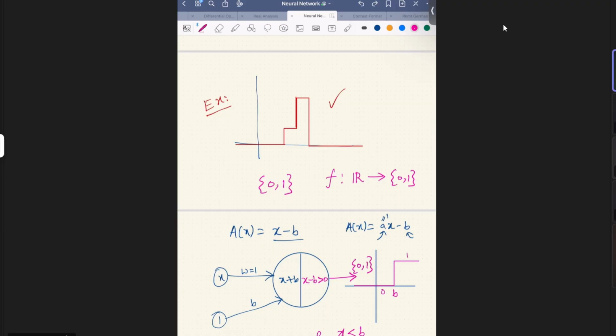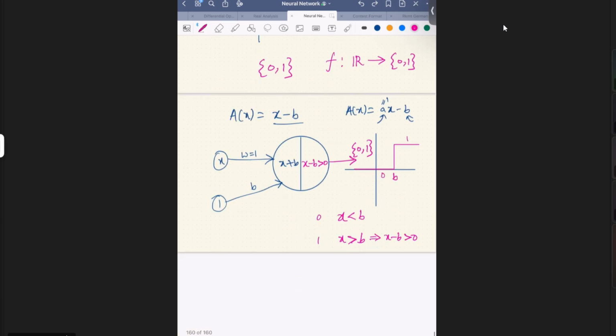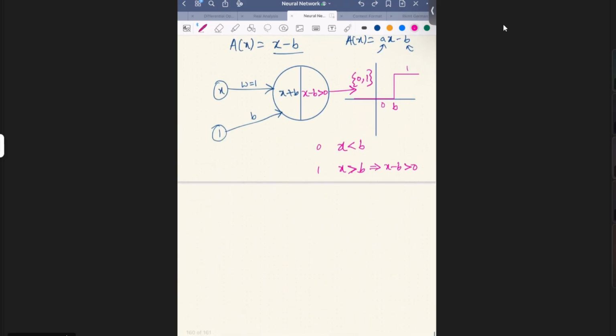Sir, I have sent one picture, sir. Could you check that one, sir, in chat? Is this correct or not for this one, sir? Okay.